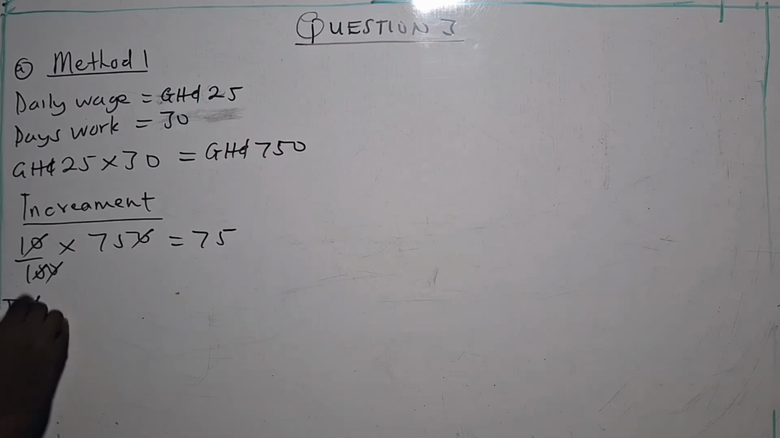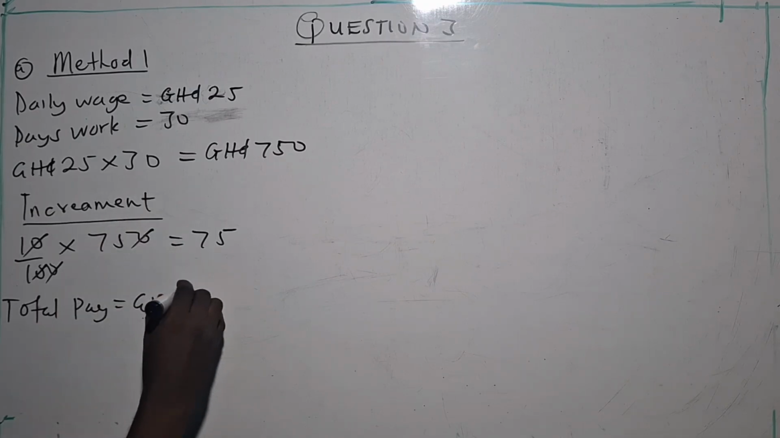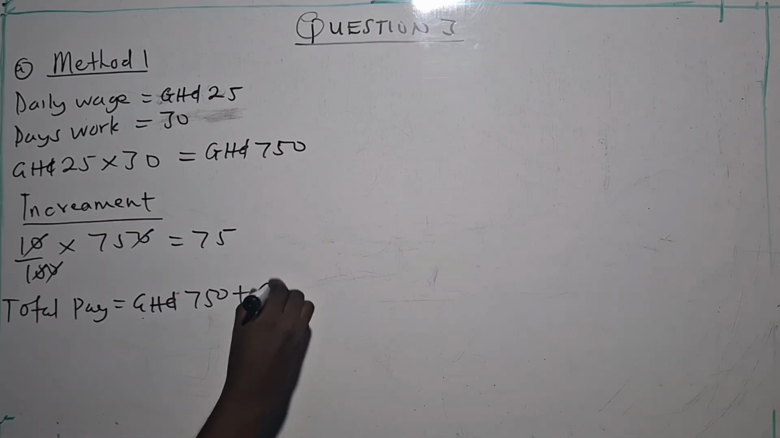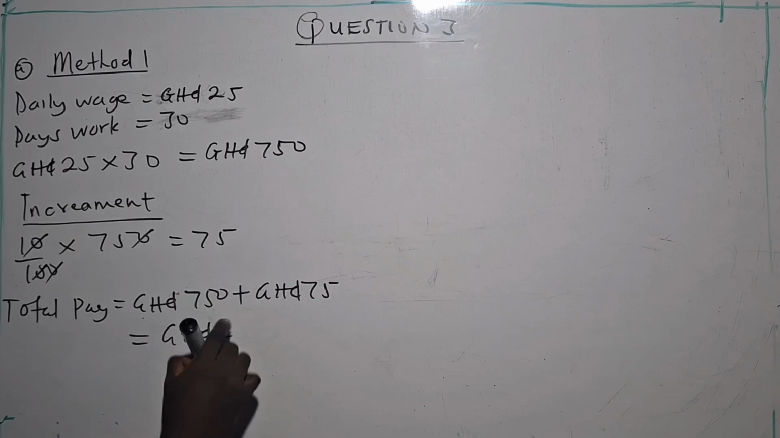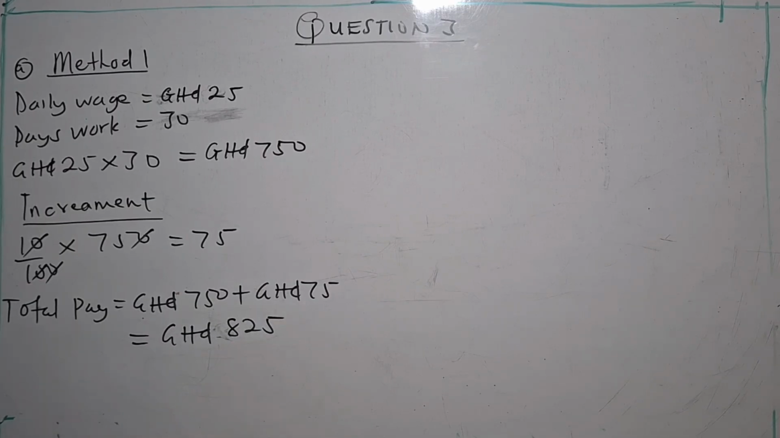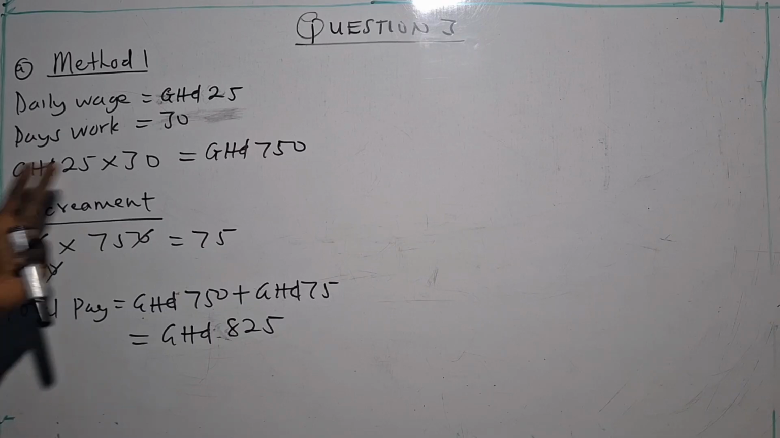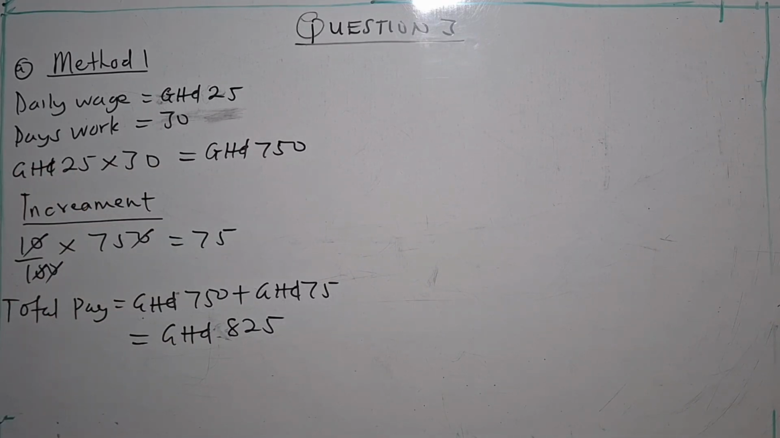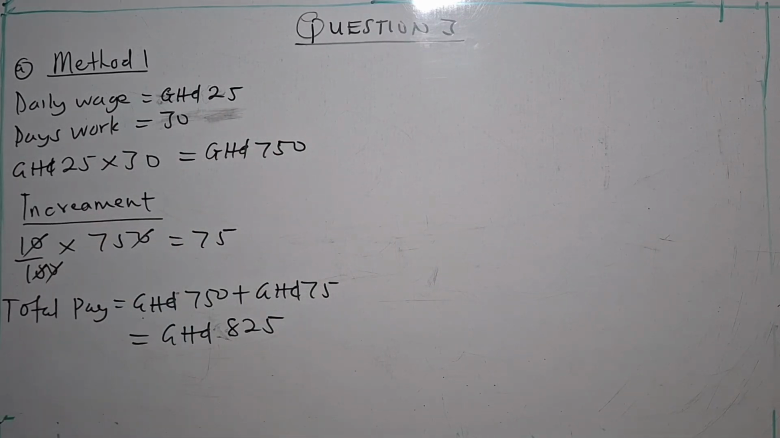So total pay is going to be 750 plus 75 cedis, which will give us 825. Yes, 825. The person receives 25 cedis daily and works for 30 days. So there has been an increment of 10%. The wage has been increased by 10%, so you find the 10% on the total, then you add it to the amount. So this amount is what he is going to receive.